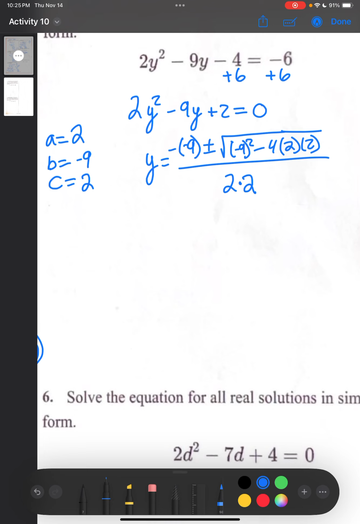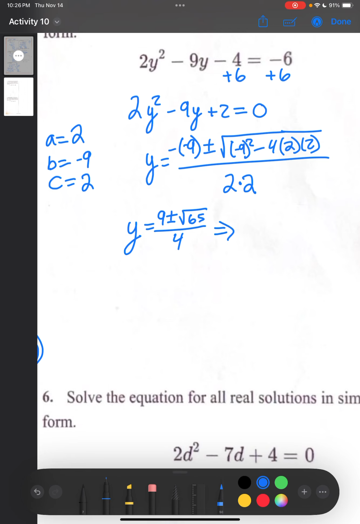Alright, so the next thing we are going to do is simplify this, right? Because you can solve those. I'm not going to show the specific steps. I want you to see that you should be getting to here, the simplified version of 9 plus or minus square root of 65 all over 4.